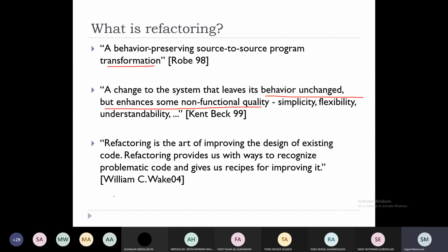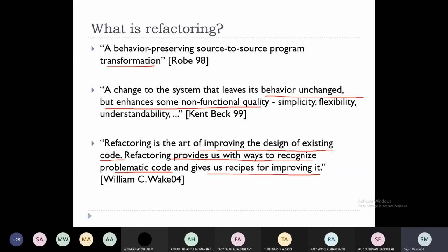And then Wakes said that refactoring is the art of improving the design of existing code, and refactoring provides us a way to recognize problematic code and gives us recipes for improving it. All right. So he said that it's all about improving the design of the existing code, helping us look for problematic code, and then we go on and improve it.